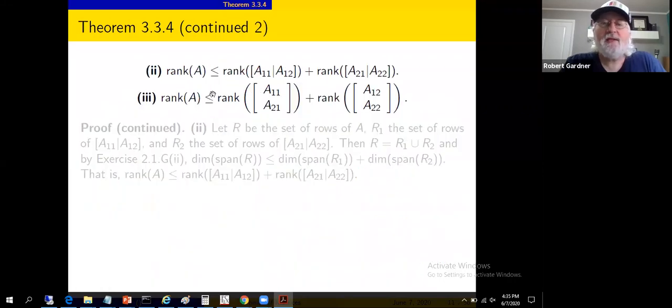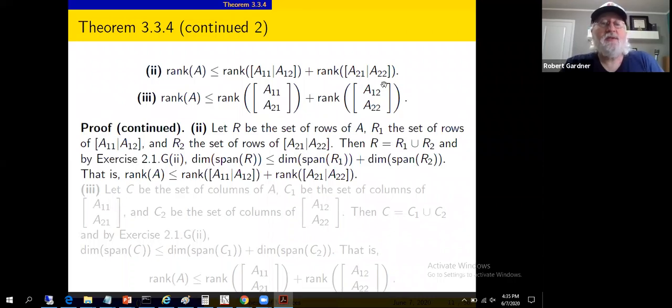All right, next claim. Rank of A is less than or equal to the rank of the upper part plus the rank of the lower part. Think of it like that, not surprising. Similarly, the rank of the left-hand part plus the rank of the right-hand part is greater than or equal to the rank of the whole thing. When do you get the inequality? Well, I bet if we had linear independence, we'd get equality. So if we've got linear dependence, we might be counting the same thing twice. You know what I mean? To be informal about it. And that's when we get the inequality.